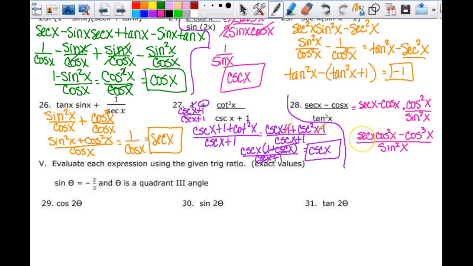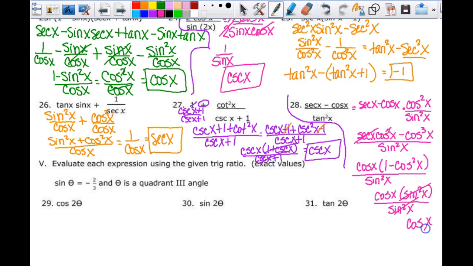So secant and cosine are reciprocals of each other, so I can cancel that with one of those. And then I can factor out a cosine. So this is going to give me cosine of x times 1 minus cosine squared x all over sine squared x. So then 1 minus cosine squared is sine squared. So this gives me cosine of x times sine squared x all over sine squared x. So those cancel out, and I'm left with cosine of x. And those are fun little math puzzles. You okay with that?